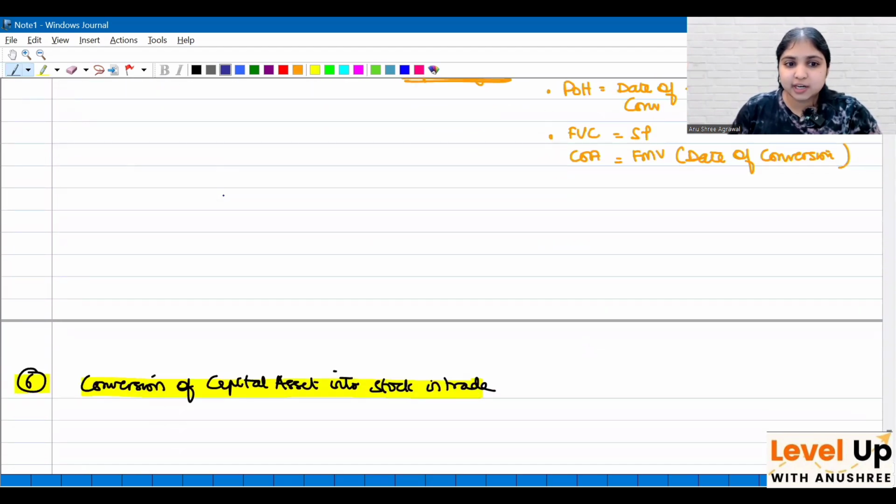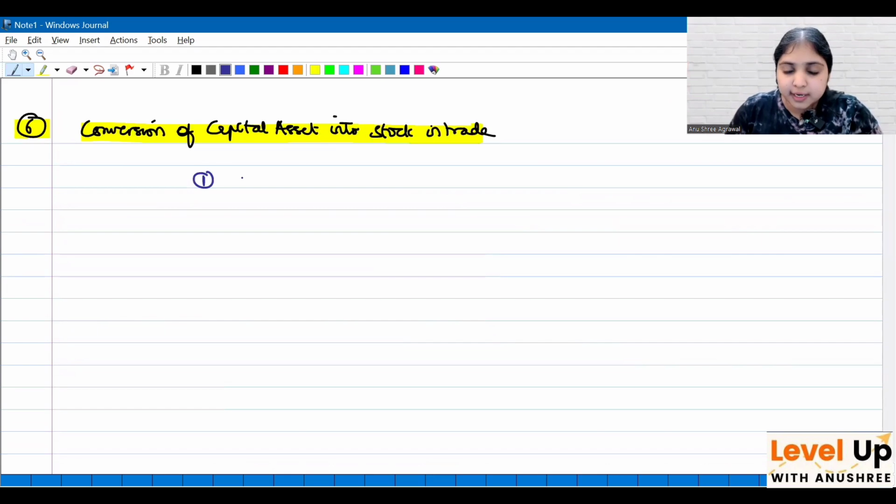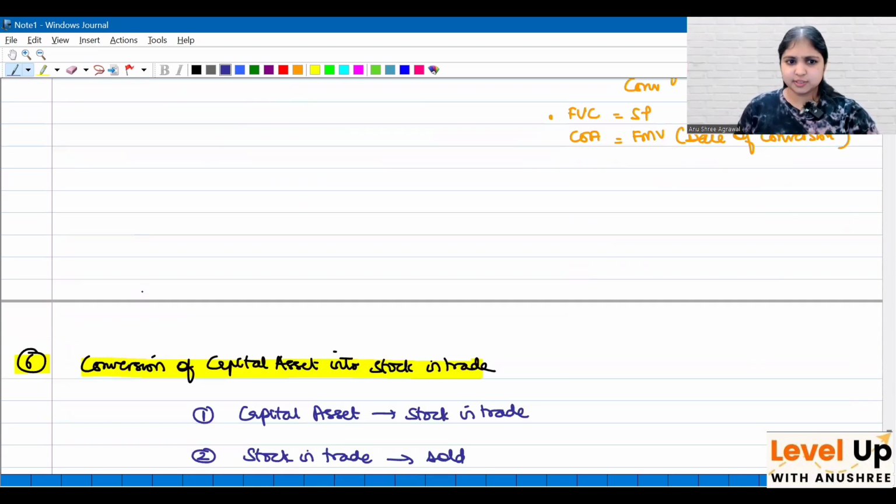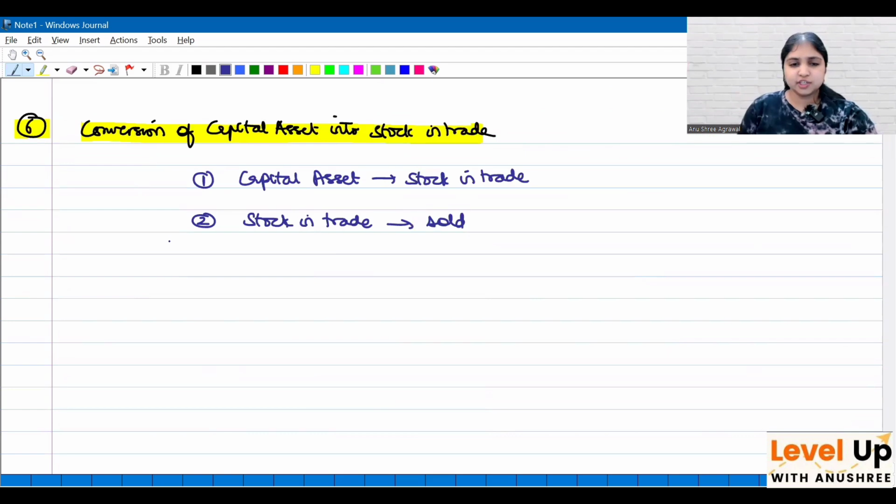In reality, if you see, there are two transactions which happened over here. First of all, I converted the capital asset into stock in trade. And secondly, that stock in trade which I have in my hands now, I sold. Very similar to this, in reality, two transactions have happened. First, I converted the capital asset into stock in trade. So now what do I have in my hands? Stock in trade. And then I sold that stock in trade.